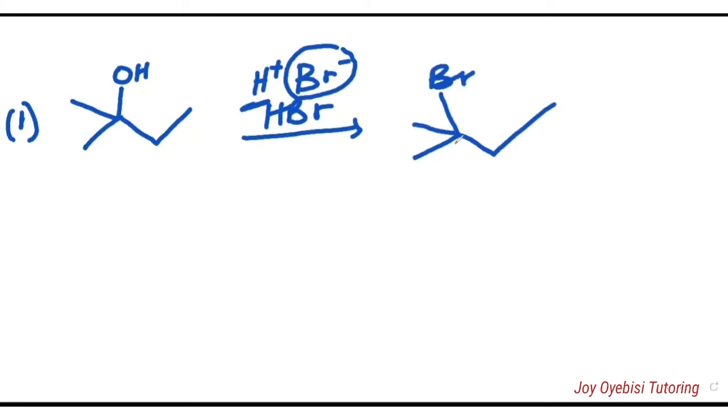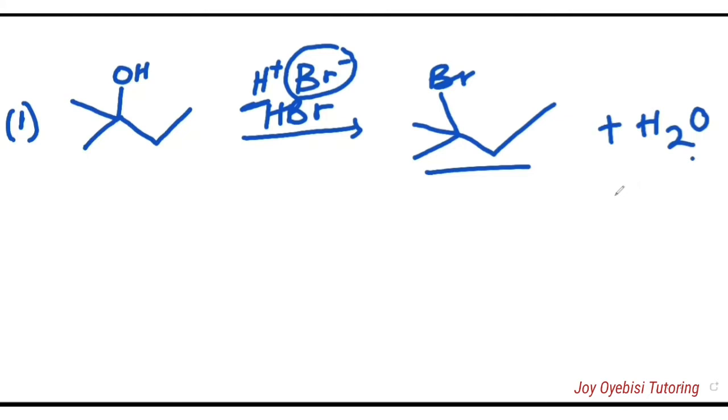Okay, so you replace the OH with the Br. Of course, this and this would leave as water. So your product is going to be this alkyl and water. Now let's go to the mechanism.